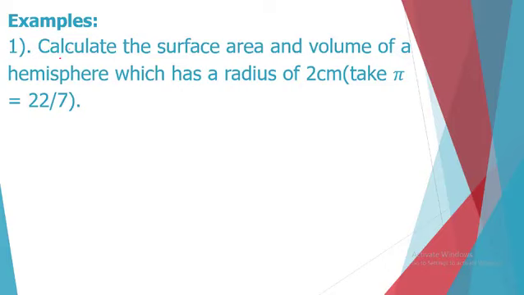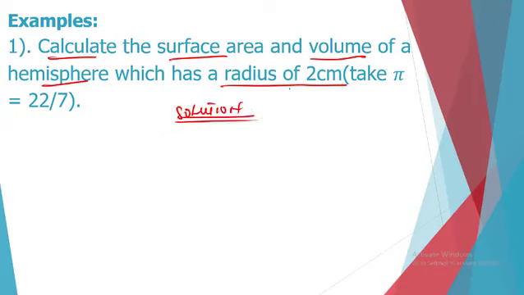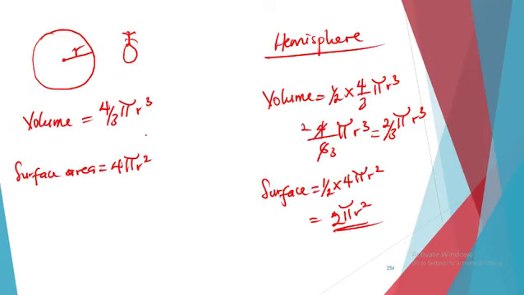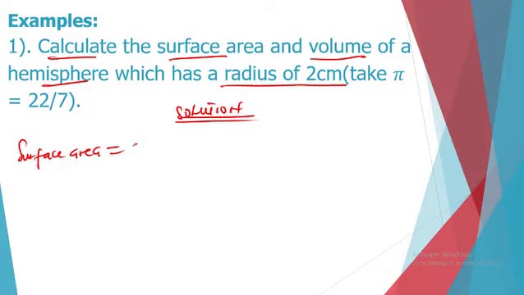Number 1, calculate the surface area and volume of a hemisphere which has a radius of 2 cm. Take pi to be equal to 22/7. So they said we should find the surface area. Okay, let's start. Surface area of a hemisphere. I told you that the surface area of a hemisphere is 2 pi r squared.